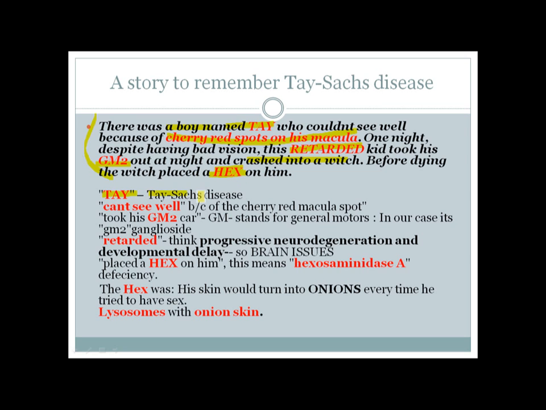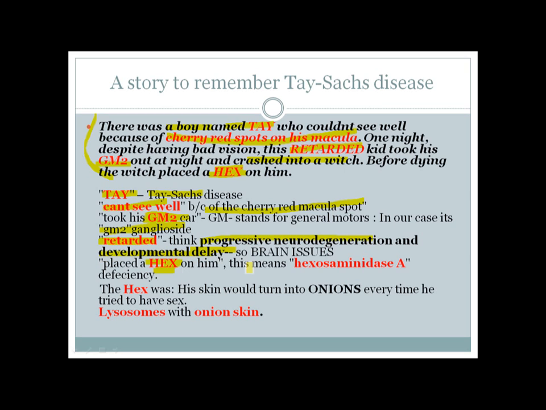So Ty means Tay-Sachs disease, cannot see well because of the cherry red macular spot. Took his GM2 car, meaning things that are accumulated in those patients are GM2 ganglioside. Retarded, meaning actually this doesn't go well totally, but you can remember retardation of developmental milestones, like progressive neurodegeneration and delay of development.